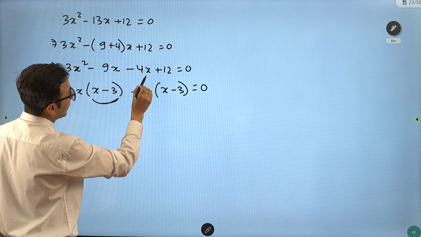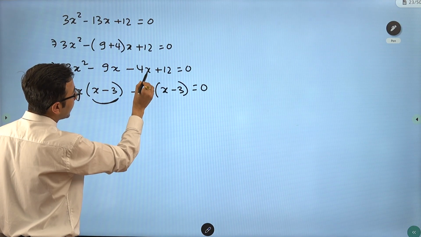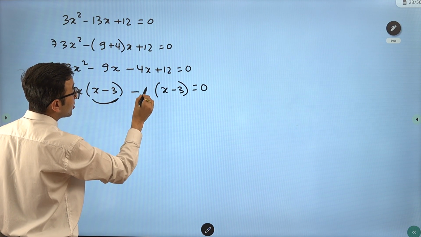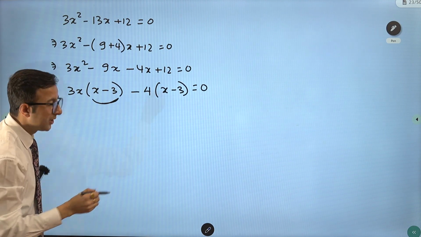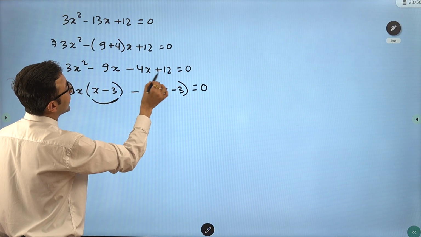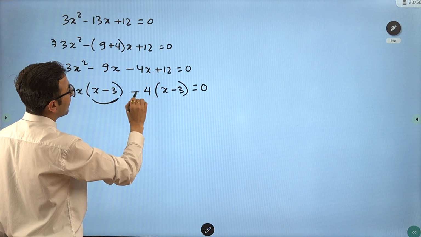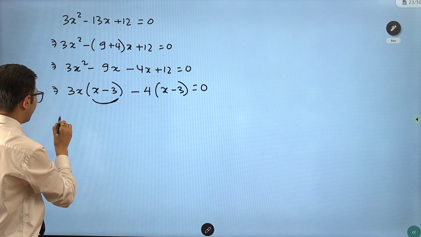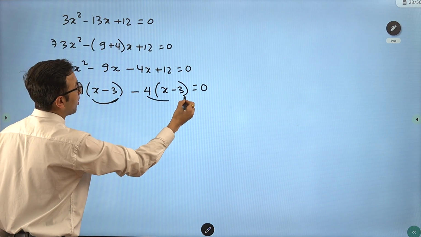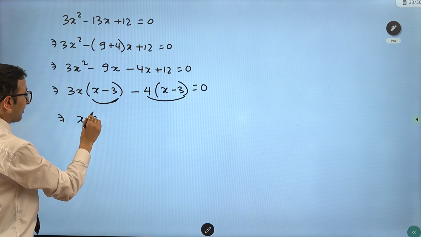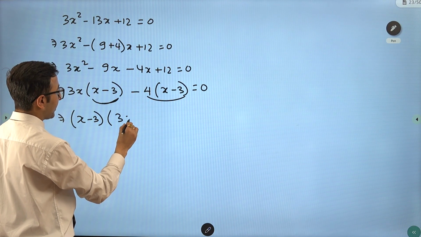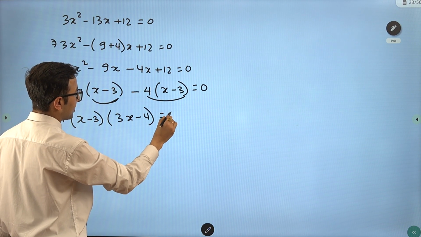Now to get this, look at here, the coefficient of x here is 1, the coefficient of x here is 4. So that 4 should be taken out. So indirectly this is matched here. 4 into x, 4x, 4 into minus 3, minus into minus plus, 4 3s are 12. So out of these two terms, x minus 3 is one of the factors and another is 3x minus 4, which is equals to 0.